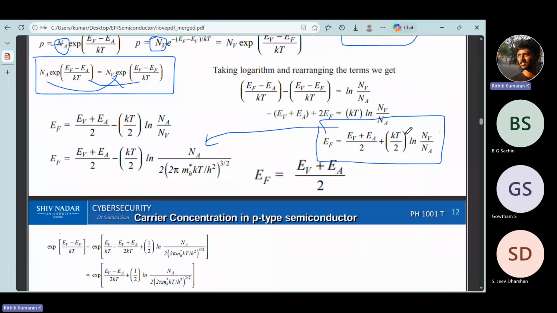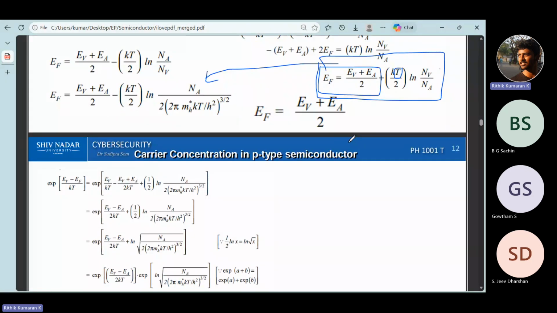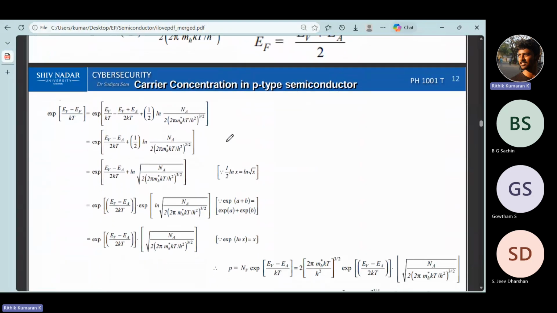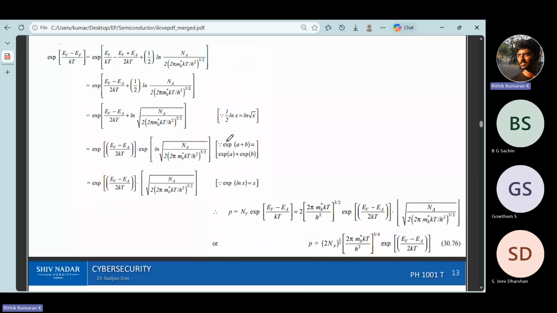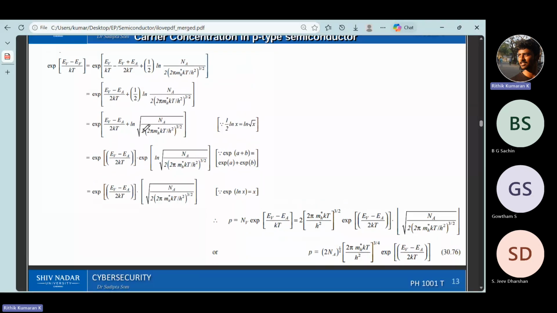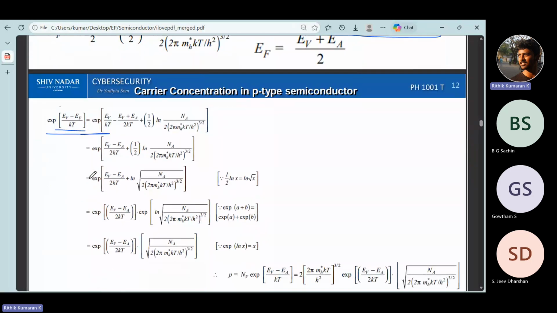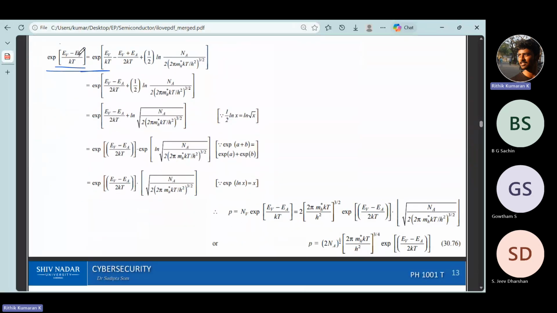Here also, if you make it 0 Kelvin, the Fermi level will lie between the valence and the acceptor levels. Pretty much the same concept, only the variables and the band will differ. Don't fear this, they have just expanded it. Instead of EF, they have EV, you keep this.